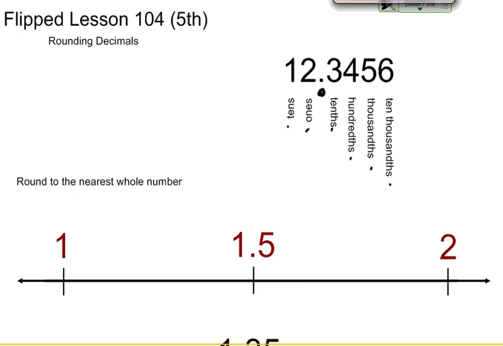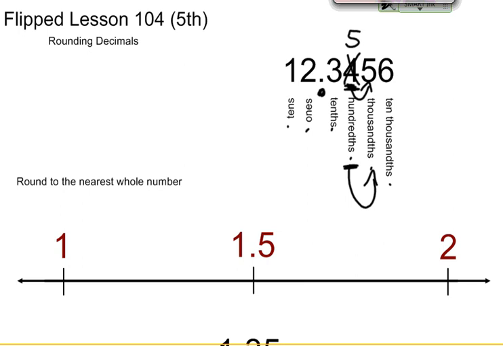With any type of rounding, we're looking for a specific location that we want to round to. If I wanted to round to the hundredths column, I need to look back one place value. So if I'm rounding to the hundredths, I look back and look at the 5, and the 5 tells me to round up. And so this 4 would become a 5.